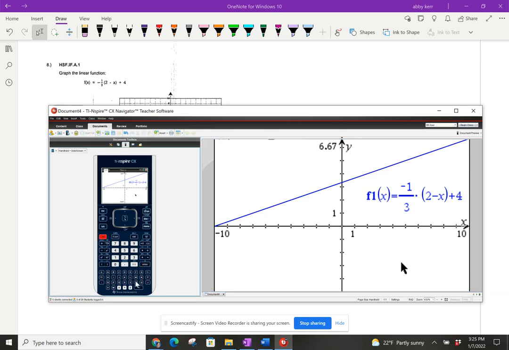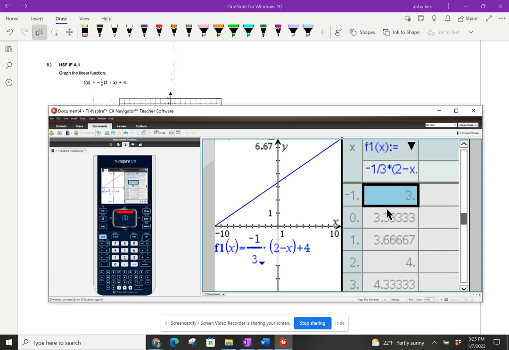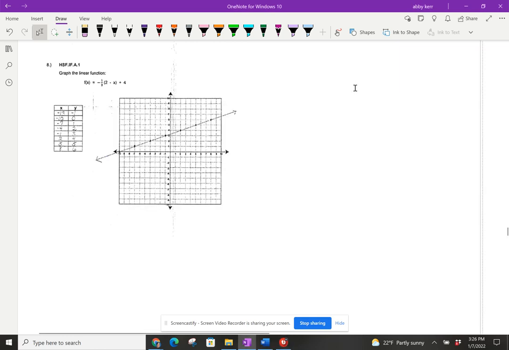If you hit Control T for table, you can plot whatever points you want. Usually we do negative 2 to 2, but if you want to stay away from the decimals, that's fine. But then just make a table for yourself and then plot the points.